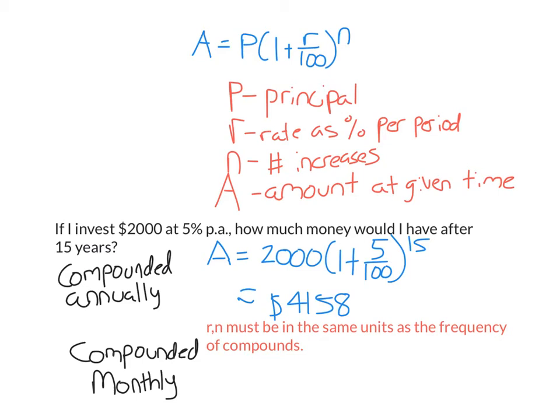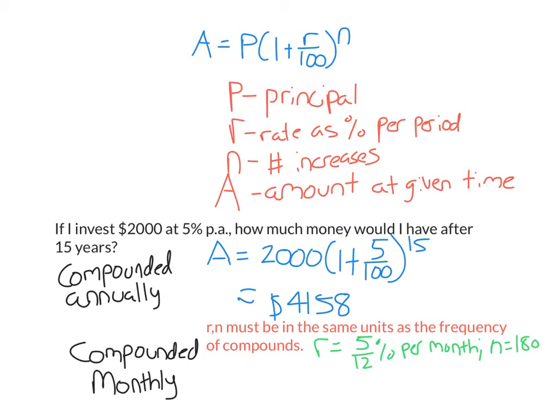So in this case, we had R was 5% per annum. To make that per month, we just need to divide by 12. So R would be just 5 over 12% per month. N, so we're talking 15 years, we need to put N in months. So 15 years, to make that into months, you just go 15 times 12, which is 180. And of course, that's because there are 180 months in 15 years.